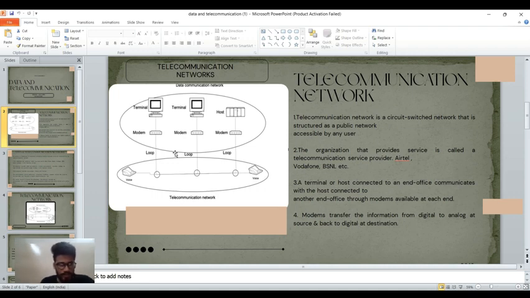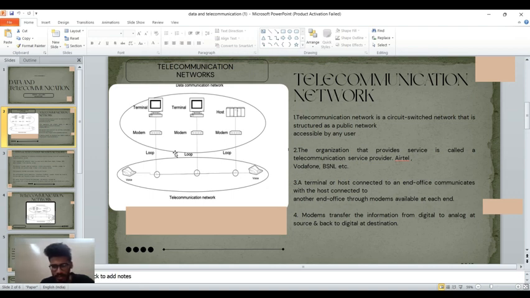So, here what we have is a terminal, and the terminal will be connected by a modem, and this will be in a loop, so then only the voice will be reflected. In place of the terminal we can also have the host. In a similar manner the host will be connected with the modem in a loop, so that it will be transmitting the voices. The organization that provides the service is called a telecommunication service provider. Examples are Airtel, Vodafone, BSNL.